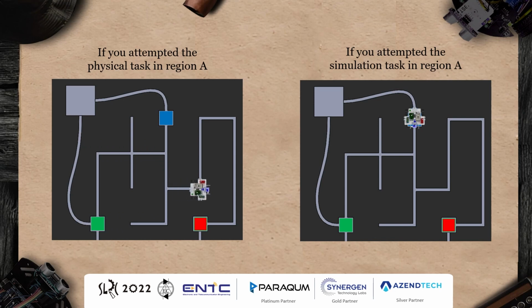The positions of these color patches are fixed, but the paths within the 4x3 grid can be different in the final arena. Here you can see a sample demonstration of how your robot should navigate the region B line maze depending on the method you chose for region A.